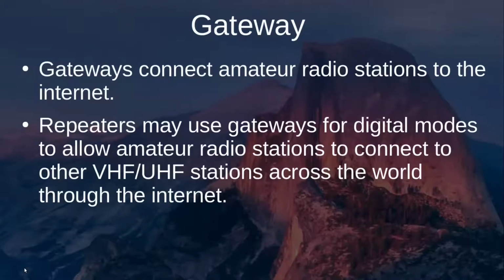Another way of communicating digitally through amateur radio is by email using something called Winlink. But before we can introduce the concept of Winlink, we have to cover what a gateway is. Gateways connect amateur radio stations to the internet. So a repeater may use a gateway for digital modes to allow amateur radio stations to connect to other VHF, UHF stations across the world through the internet.